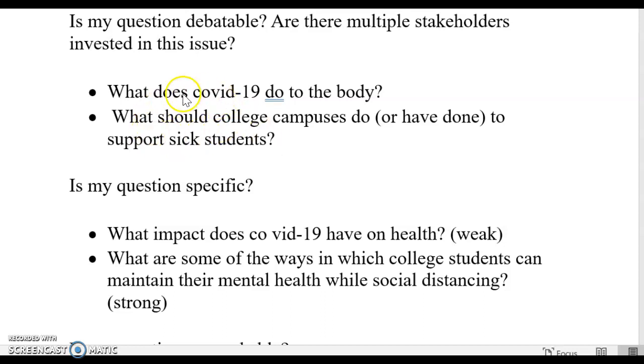And in general, because this is a problem solution editorial that you are moving toward, these "should" questions are going to serve you really well, right? So any question that's like, what should this stakeholder do to address this problem? That could be a really great question to drive your research.